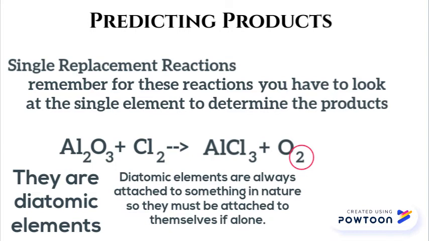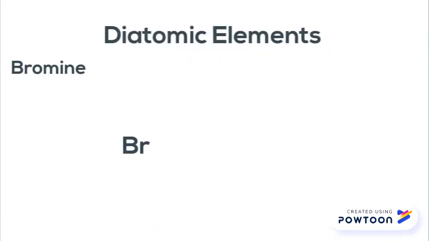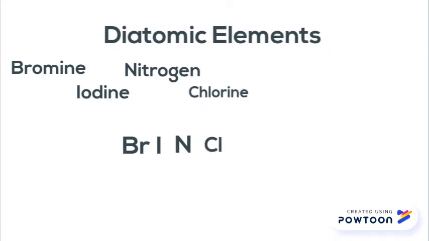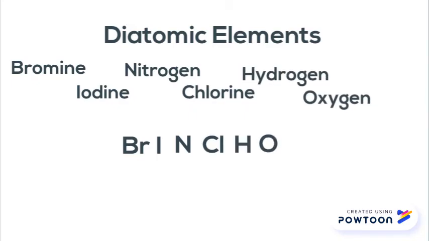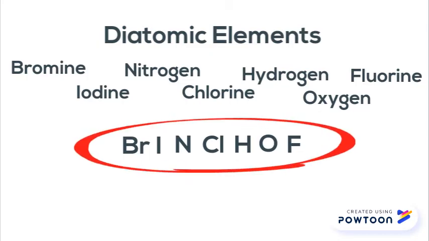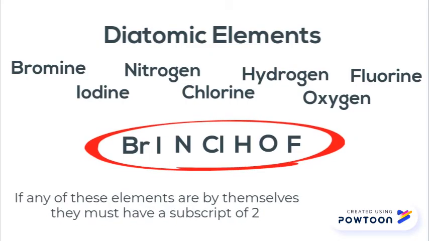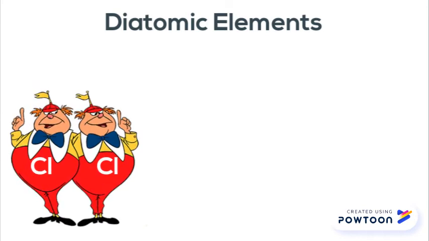Diatomic elements are always attached to something in nature, so they have to be attached to themselves if they're by themselves. The rest of the diatomic elements include bromine, iodine, nitrogen, chlorine, hydrogen, oxygen, and fluorine. If you make a word out of those, it would be Brinkelhoff. It's an easy way to remember them. And remember, if any of these elements are by themselves, they have to have a subscript of 2. They basically follow the buddy system, whereas if they're not attached to something, they're going to be with one another.